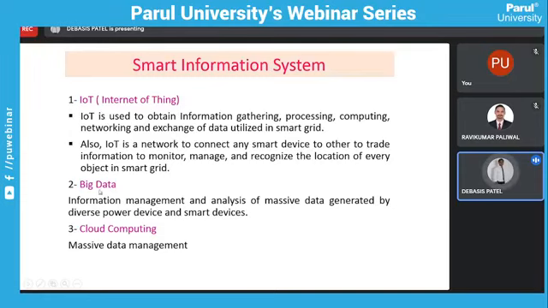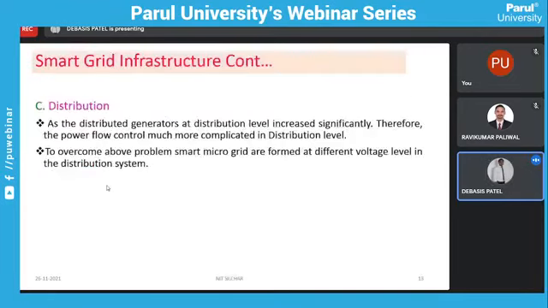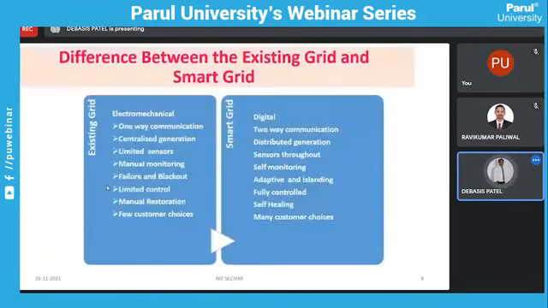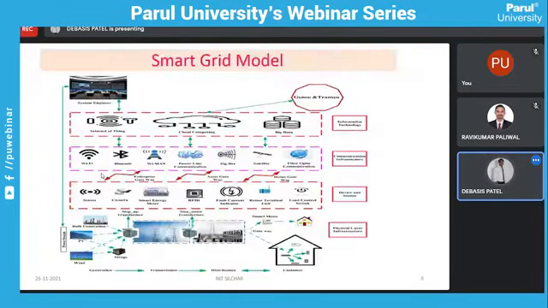So what is big data? Information management, analysis of massive data generated by our diverse power devices, smart devices. Cloud computing is also similar to our big data, but massive data management will also take place in your cloud computing and big data. So as you will see, this is where the smart information is in our model. In the upper layer, these are the Internet of Things, cloud computing, big data. This will process our information.